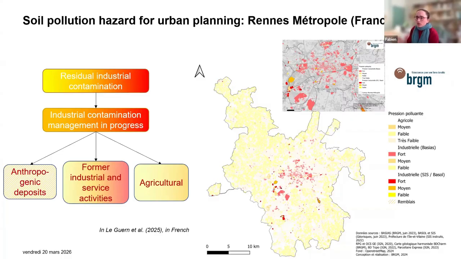As for agricultural, we also take them into account, but anthropogenic deposits, we have no real knowledge of, so we couldn't really consider them. And so we have, in the city center above, mostly contamination linked to industrial activities, and in the rural area, more pressure hazard, contamination hazard linked to agricultural activities.